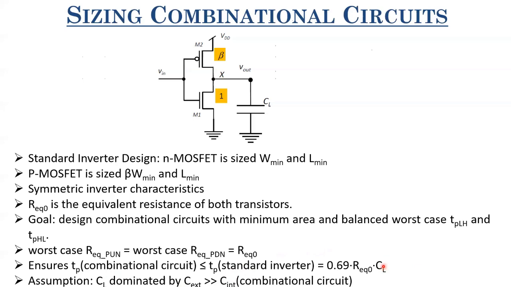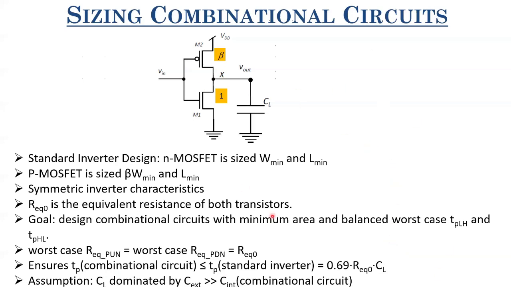So that way, it won't give you enough benefit of sizing. The inherent assumption here while dealing with combinational circuits is that C int is pretty small as compared to CL, and any increase in C int is not increasing CL by that much. So that is your inherent assumption.